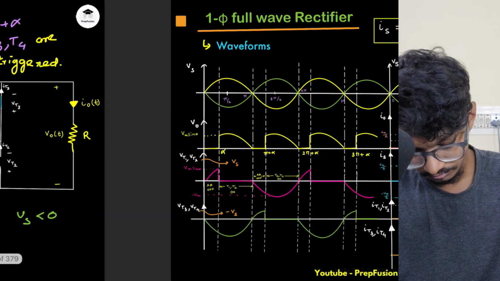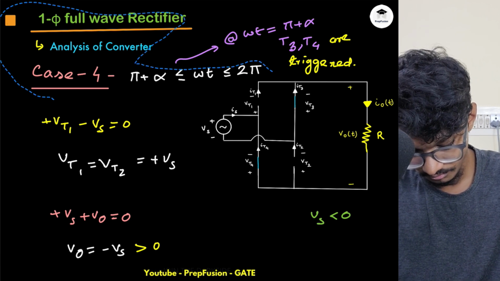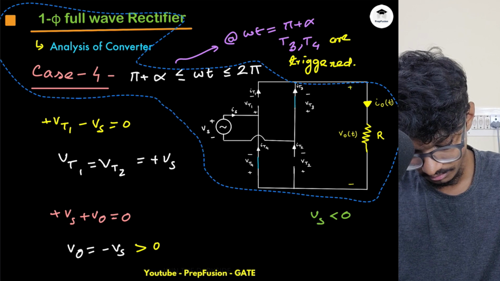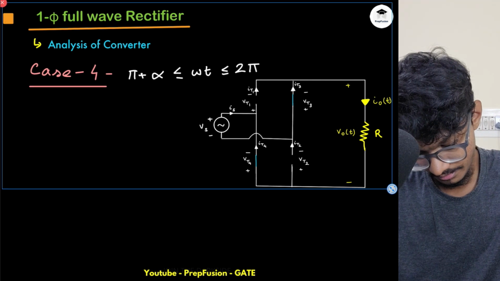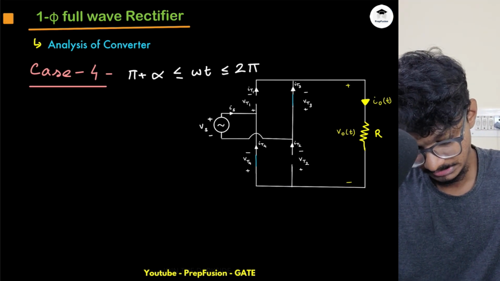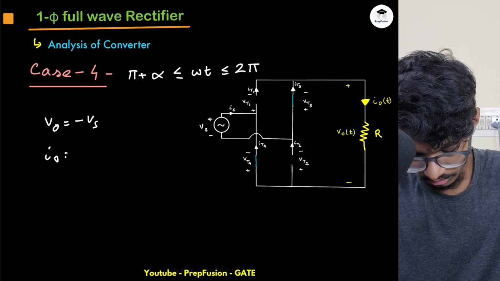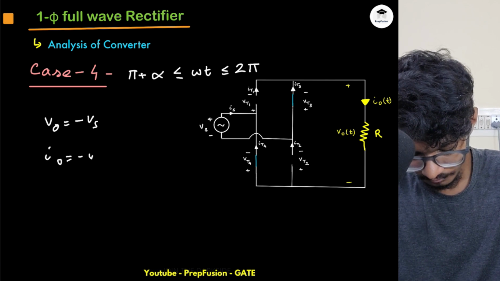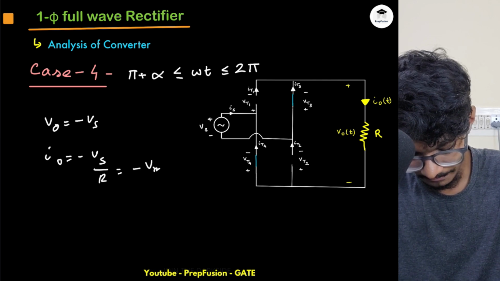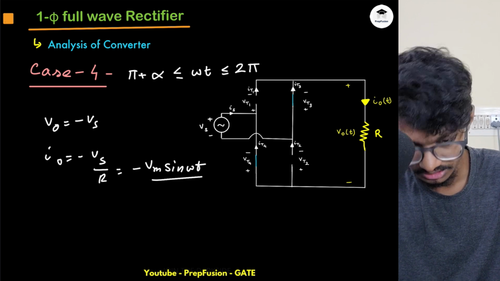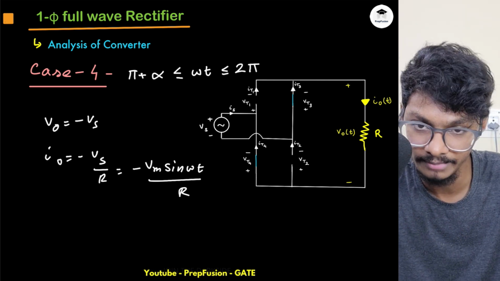I will take another page. I will compute the currents now. So my VO is equal to minus Vs, so my IO is equal to minus Vs by R, which is equal to minus Vm sine omega t by R. The same expression as I got previously, but with a negative sign so that overall it becomes positive, because omega t is between pi plus alpha to 2 pi.